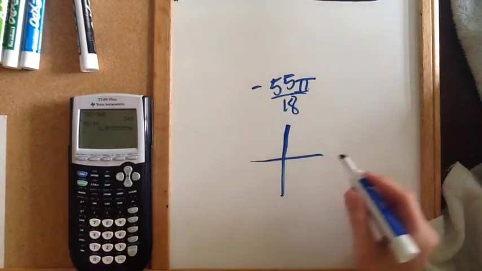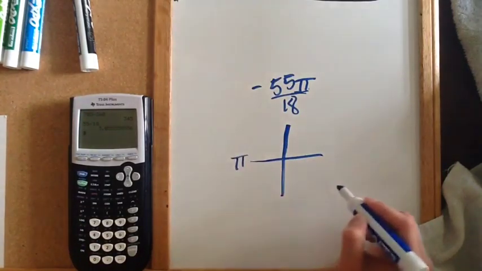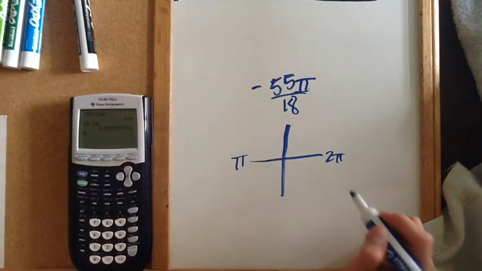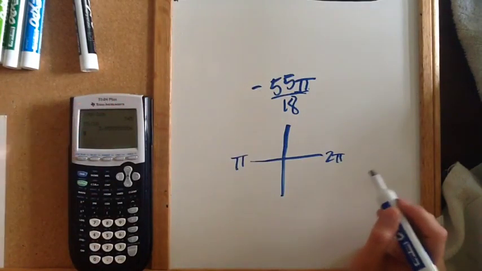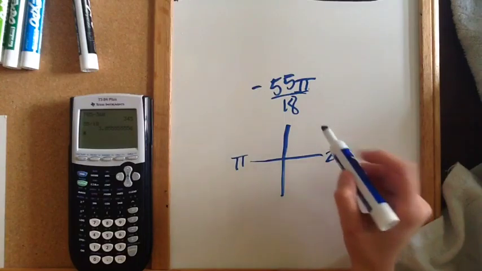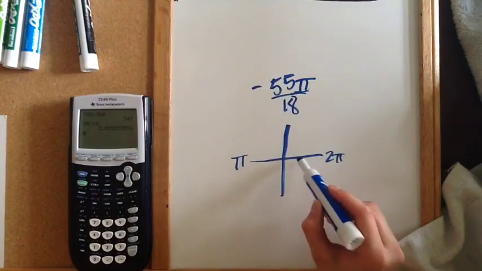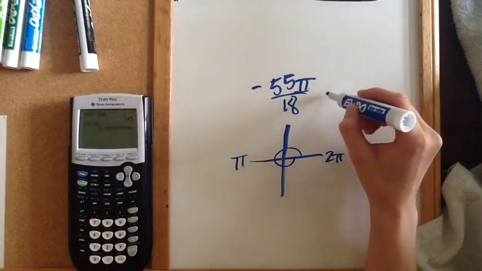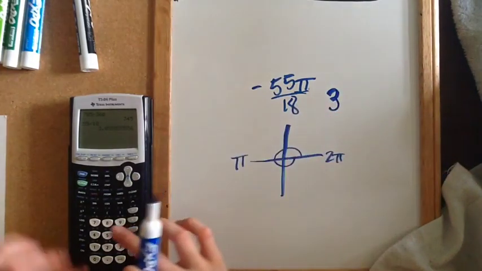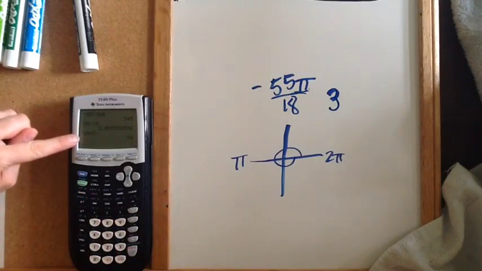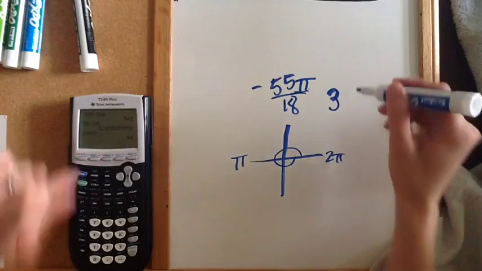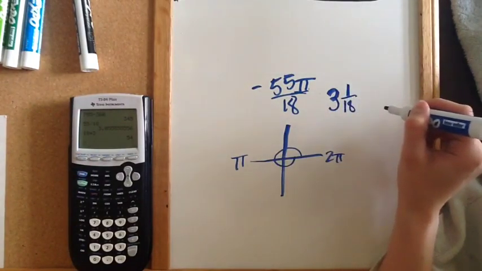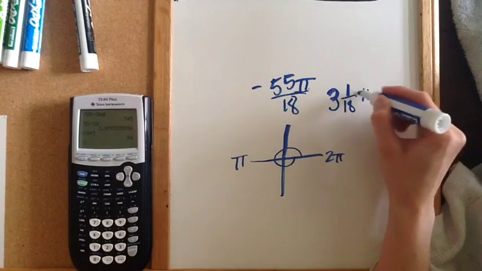Remember how we talked in terms of pi, how this is 1 pi and this is 2 pi. So I just want to know what the 55 eighteenths is in terms of pi. So it's 3.056 pi. Since it's negative, I'm going to go clockwise just like we did with degrees. So I'm going to go to 1 pi, to 2 pi. If we go back and look at our fraction, 18 goes into 55 three times. So if we do 18 times 3, we get 54. So I have 1/18 left over. So I have 3 and 1/18 pi.